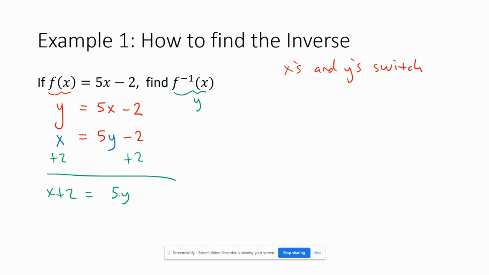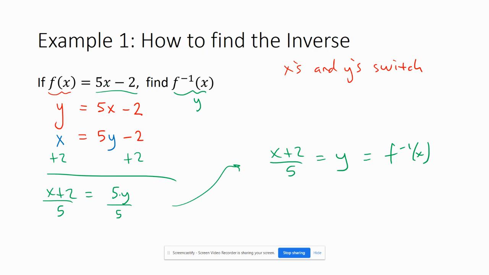And now we undo the multiplication with division. Okay, and we have (x plus 2) over 5 equals y. We're basically done. This is the inverse function, (x plus 2) over 5. You can kind of see if you look back at the original, we used to have 5 times x, now we have divided by 5. We used to have minus 2, now we have plus 2.